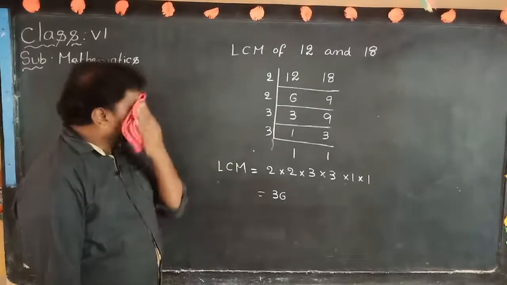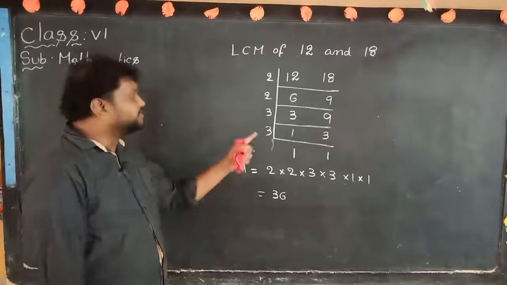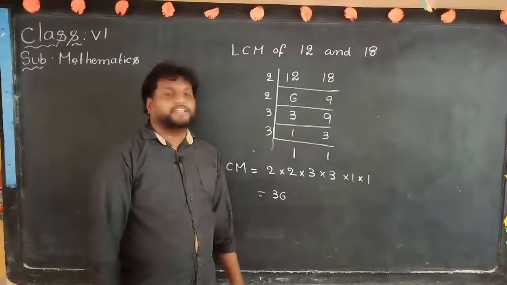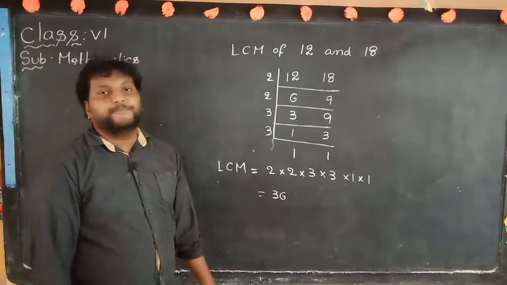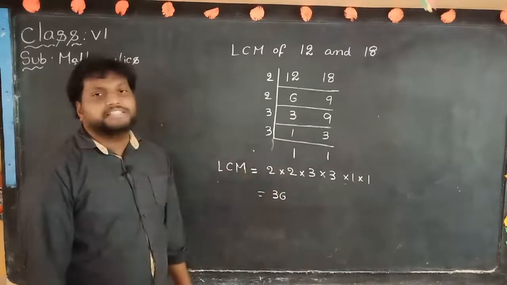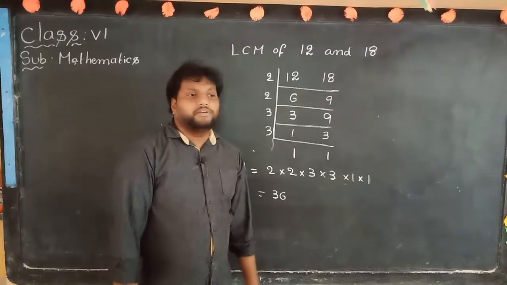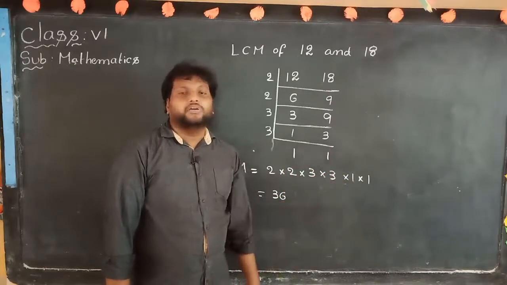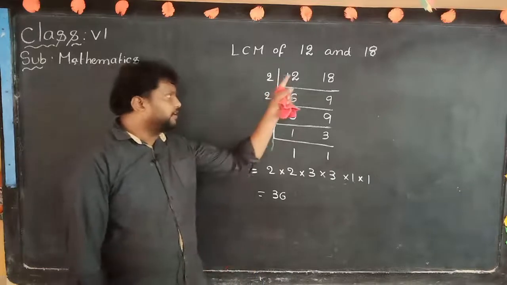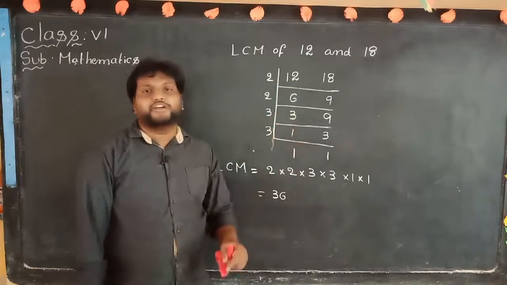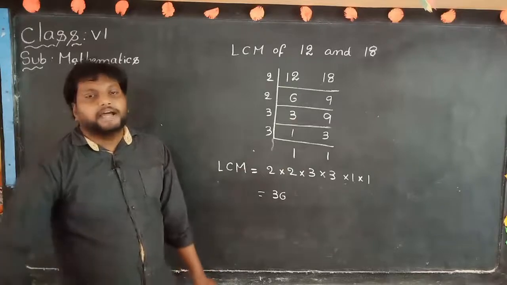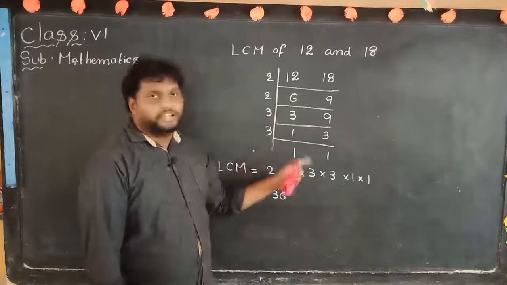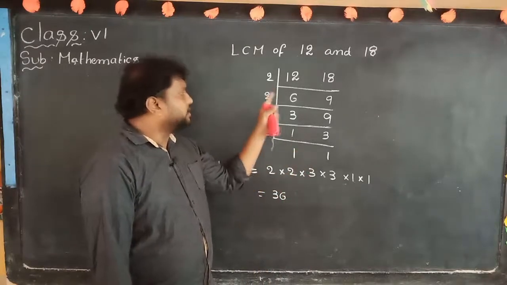This is the process by using the division method. This is a very shortcut method and very useful compared to the prime factorization method. It is very easy, and we finish the problem within a short time. In prime factorization we have to separately find each number's prime factorization, then take the common numbers, then the remaining numbers, and multiply again to get the answer. But the division method is very useful and easy, and we do it directly.